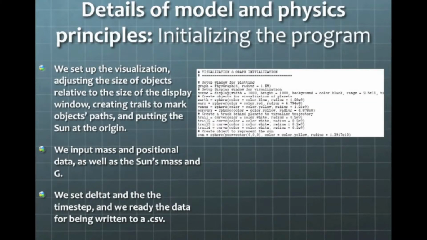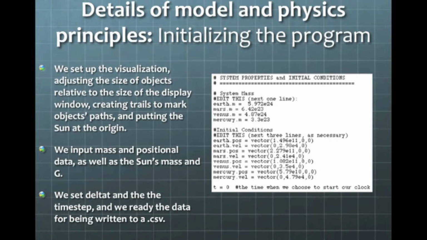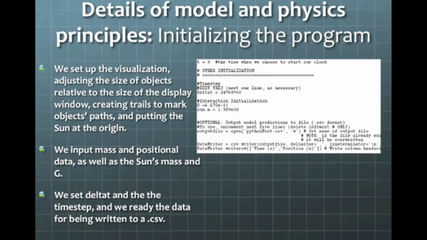So set up the visualization. We adjust the size of the objects. It's not to scale. The planets are too large by a couple powers of 10 relative to the Sun, but that's okay. The visualizations don't affect the physics of the model at all. Create trails to mark their paths, put the Sun at the origin. We input the mass and positional data, as well as the Sun's mass and G, and we set delta t, the time step. And we send the data to be written to a CSV.